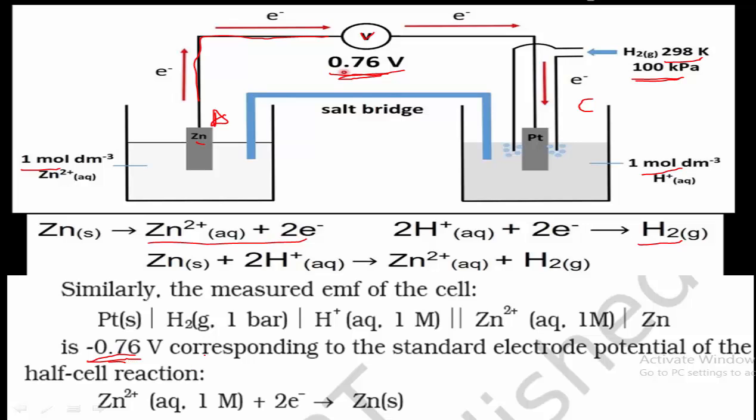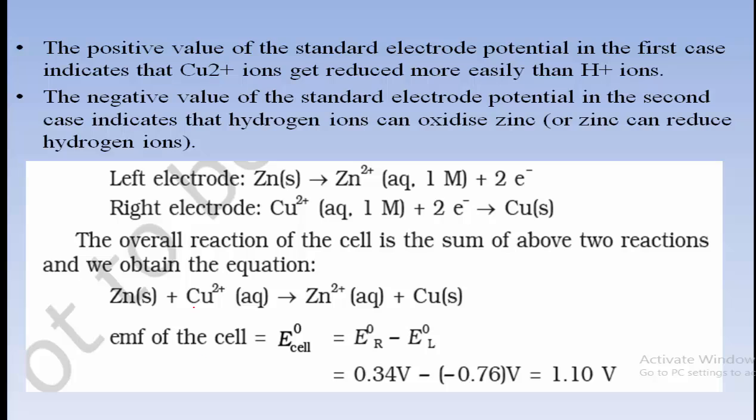So this is how we can determine the oxidation potential, or in general the standard electrode potential, for different elements. The positive value of standard electrode potential in the first case indicates that Cu+2 ions get reduced more easily than H+ ions. And the negative value of standard electrode potential in the second case, that is zinc, indicates hydrogen ions can oxidize zinc.